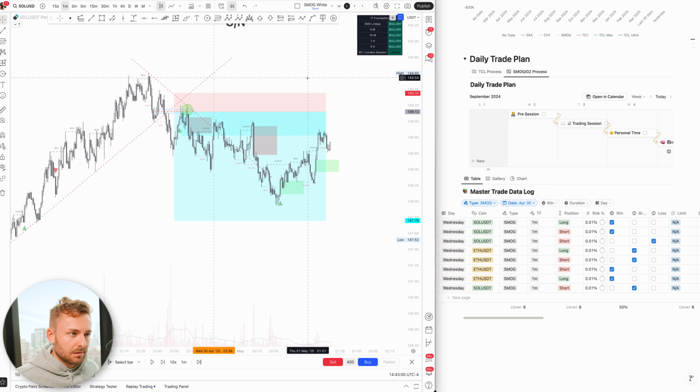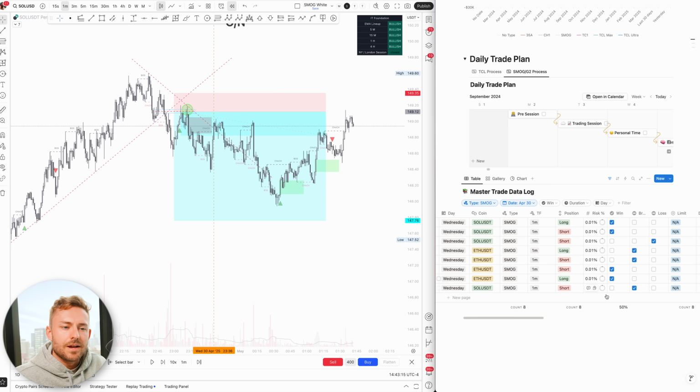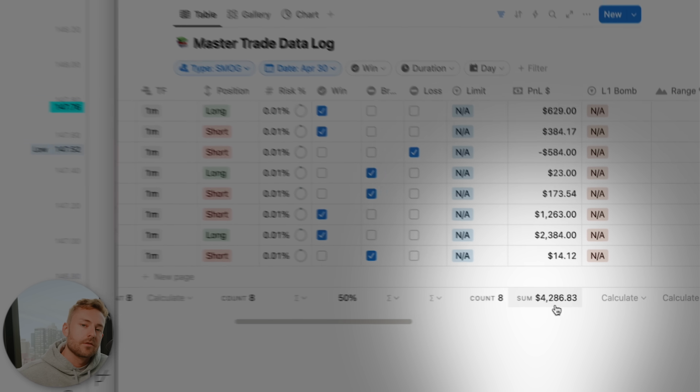All right, and then price didn't quite make it down there. I was sleeping, so I wasn't able to reduce risk, and then it came back up and touched us out for a break-even trade. Technically a $14 win, but a break-even trade in my book, which gives us, to end the day, a 50% win rate, which is actually higher than my average, which is about 37% on the strategy, for a total profit of $4,286.